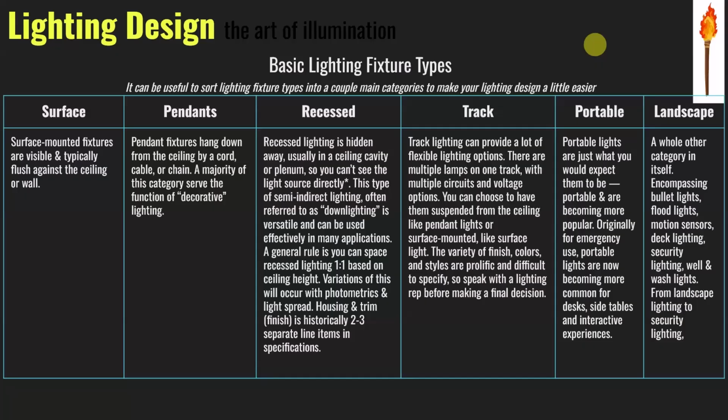Okay. So we know that we have these different types of fixtures. We have either surface, pendant, recessed. Track kind of goes in between these. It can be surface or recessed and even pendant. You can manipulate them a lot though, so they're very flexible, and then portable in landscape. All right. Any questions from what we started with last class?